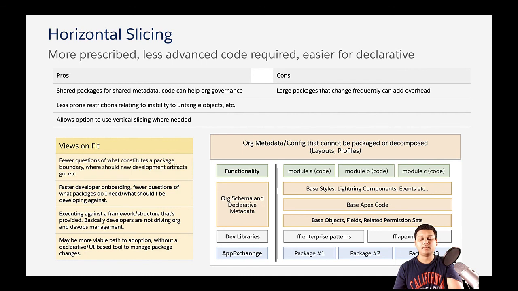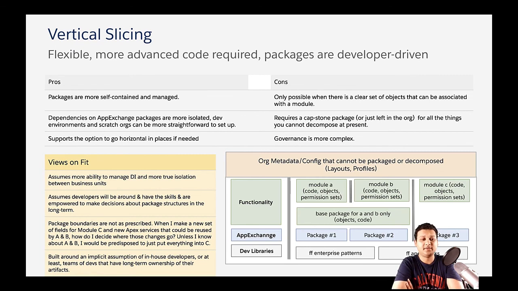And also, the cons for this is large packages that change frequently will add overhead to this entire approach here. The second strategy is vertical slicing. So in vertical slicing, your module is not only code, it has objects, permission sets, and other metadata. So your base package only has objects. So here, they are more self-contained, and the dependencies are more isolated. But the con for this approach is that it's only possible when there's a clear set of objects within a module.